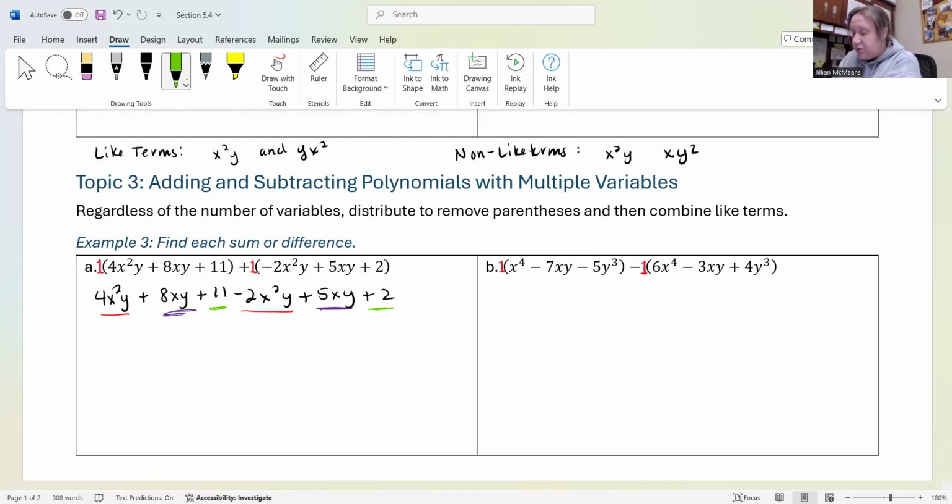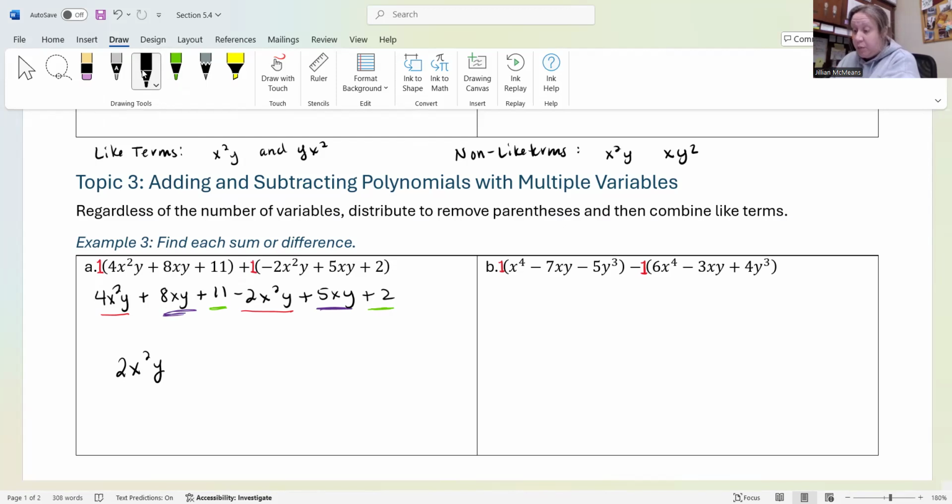So now you can see in red, purple, and green are different pairs of like terms that need to be combined. I want at most one x squared y term, at most one xy term, and at most one constant term. So let's look at the ones underlined in red. So we've got x squared y. Well, I have 4x squared y minus 2x squared y. 4 minus 2 is 2, so I just get 2x squared y.